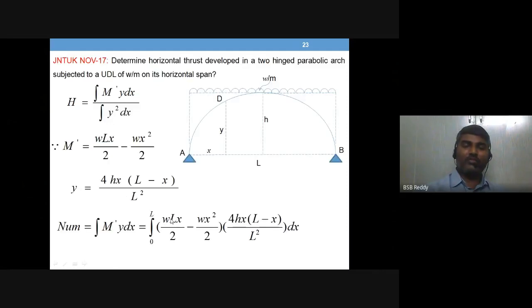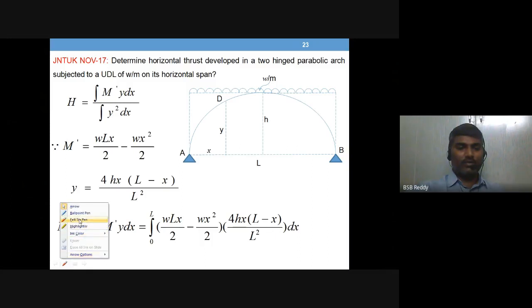Okay, let's go for the next example. It is one of the JNTUK examination questions. It appeared in November 17. Straight away we take that up as an example. Let us see what the given question is.